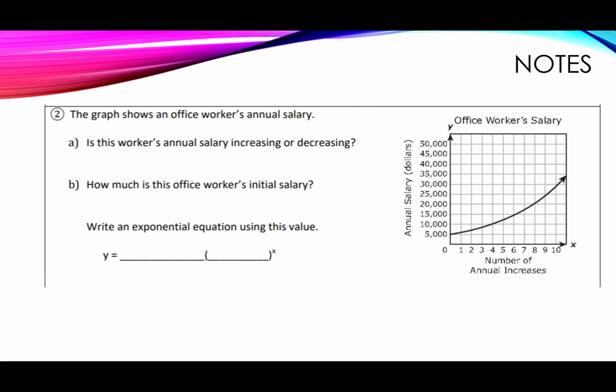Let's go to 2. All right, the graph shows us an office worker's annual salary. So we take it and we look at it. He's starting at 5,000. All right, and as we move across x, x increases, y is increasing, so he's increasing. And how much is the office worker's initial salary? Well, that's the y-intercept, and so it's just 5,000.